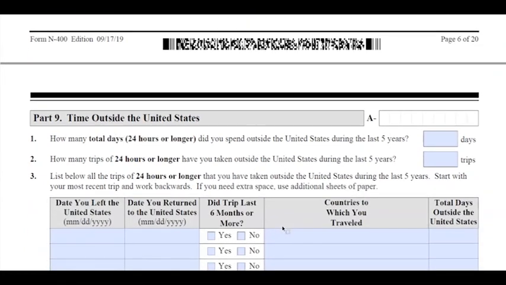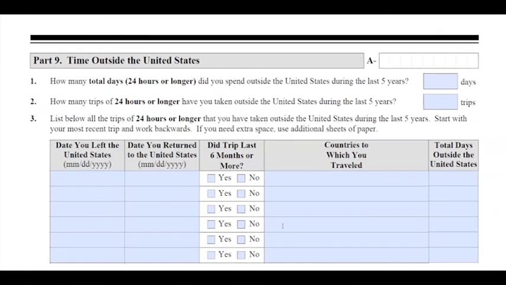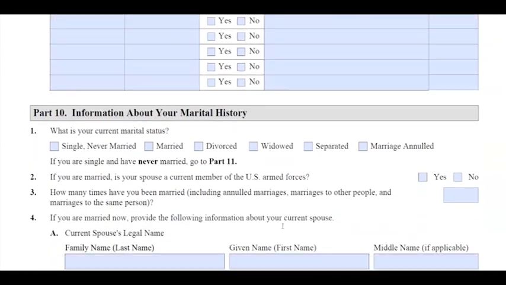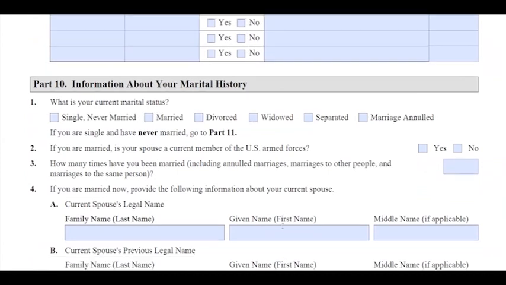Part number 9 has to do with time outside the United States. Have you visited other places? Have you visited other countries? And if you have done so, where have you been to and for how long? So make sure that you have this information ready.